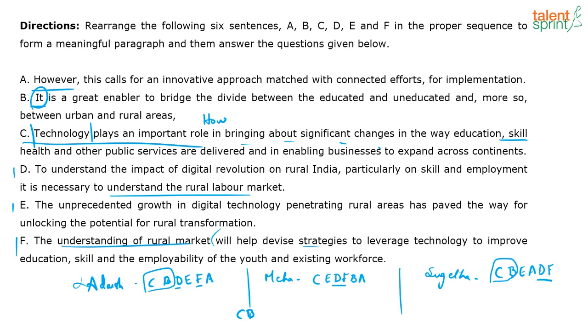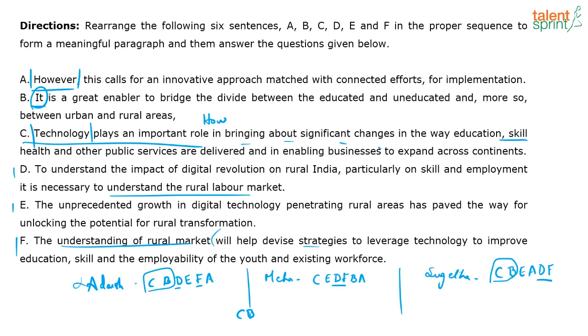It is a great enabler to bridge the divide. What else is technology doing? Which sentence is answering that question? What else has technology done? Is it D, E, F? Definitely it's not A, right? Because A is starting with a contrast clue word. So I have to choose between D, E and F. What will it be? Think and tell me.